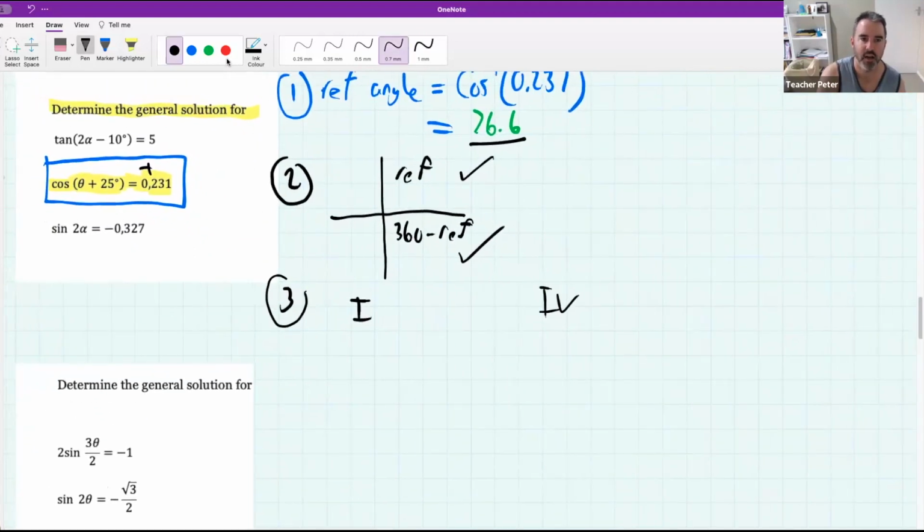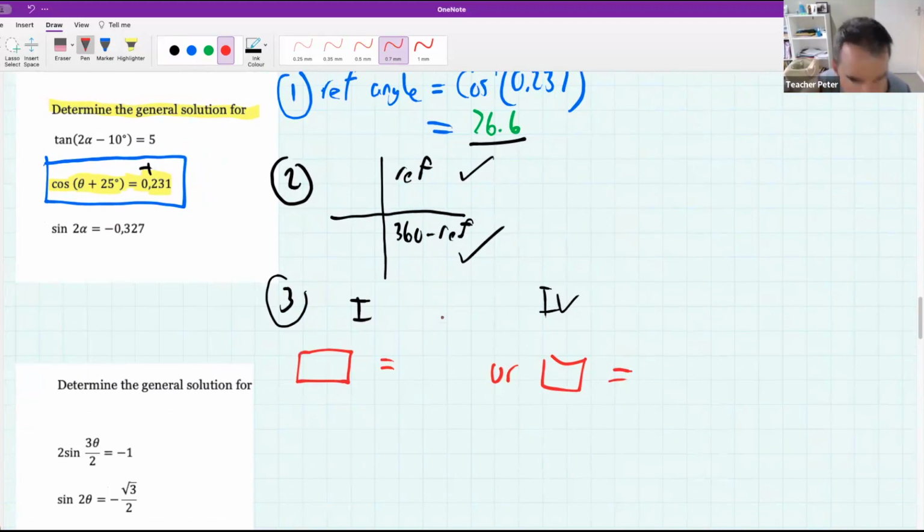Now I'm going to write something down on this side, and then I'm going to have equals, and there's going to be other stuff. I want to know what is inside the red box. What do you think is going to go inside the red box?